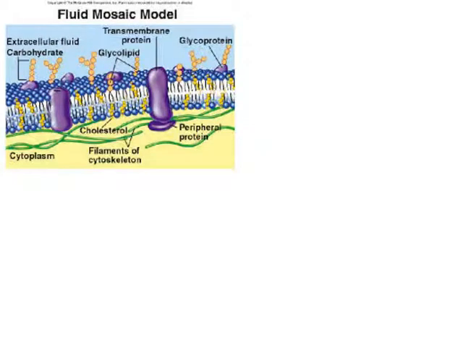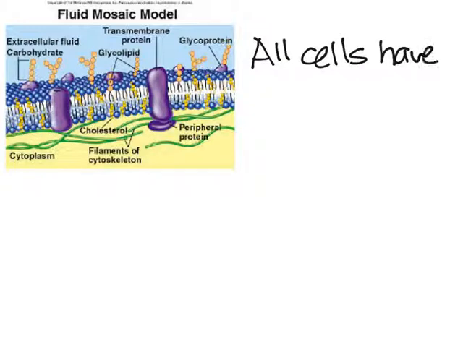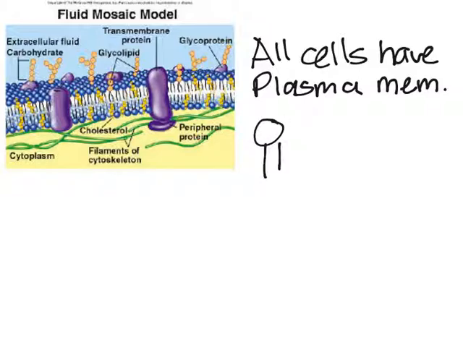So in this video I am going to explain the plasma membrane and essentially the models of the plasma membrane and what it does. So first of all, cells have plasma membranes. And essentially it's a bilayer. As you can see, there are heads. Phospholipids make up the bilayer.